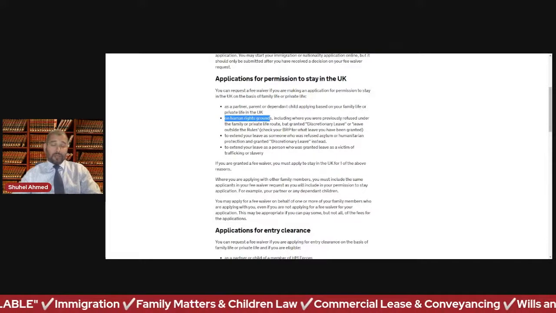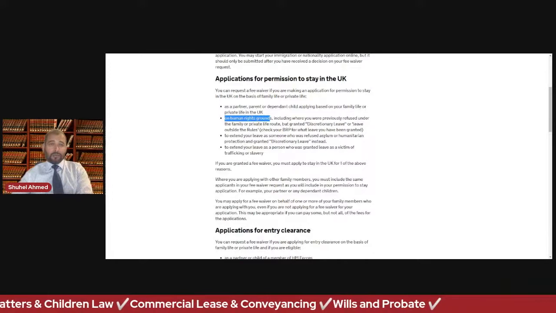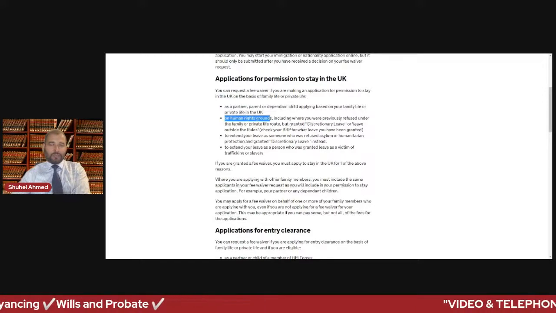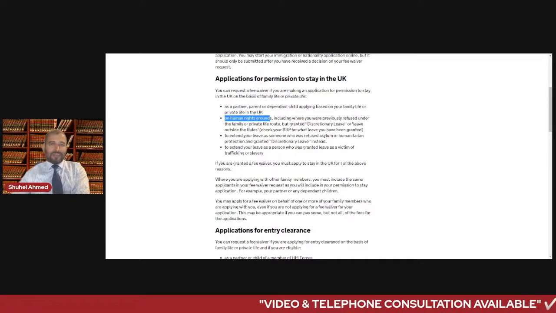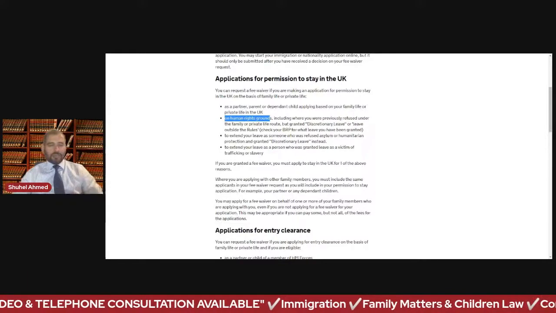I understand many people cannot afford the Home Office fee, and they're unable to make an application to continue their leave. However, you can make an application to the Home Office for a fee waiver first, and then once the Home Office grants your fee waiver and NHS fee exemption, then you can make this application free of charge.